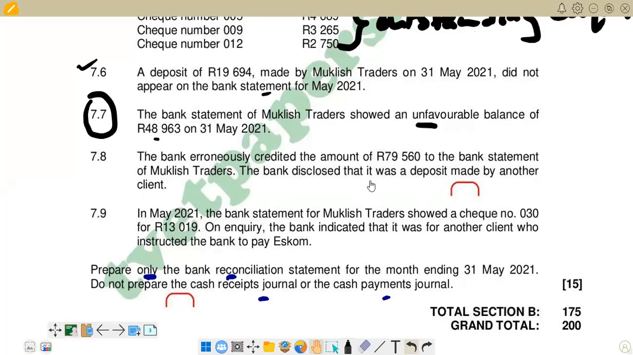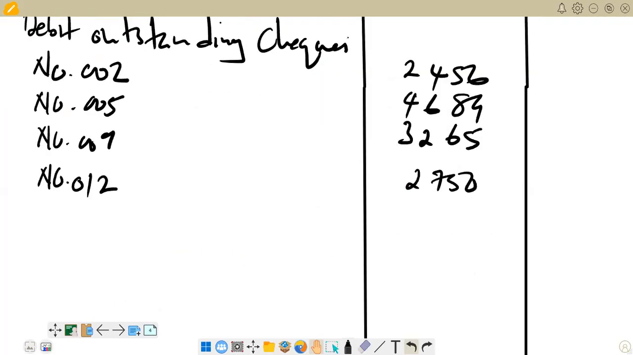Now we're going to enter on the debit so that we remove the amount that is on the credit. So we come here, and saying correction.